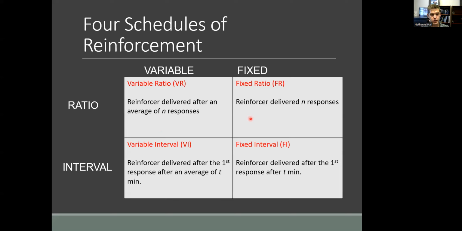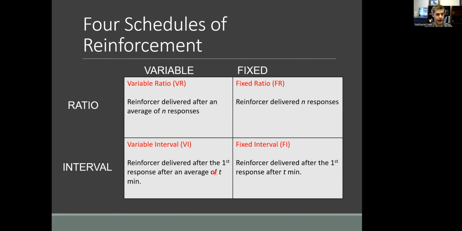A fixed ratio could be very similar, but we don't have that variability built into it. It is fixed, so it would be after exactly 3 responses. Every time you make 3 responses, that is when the reinforcer is delivered. And then variable interval is going to be that time base.